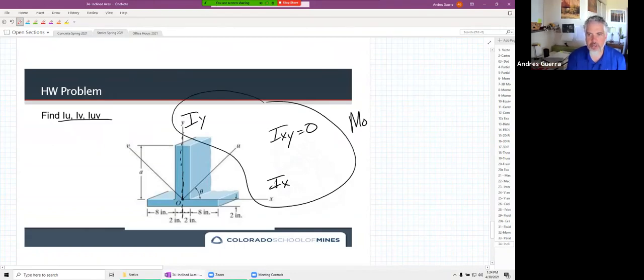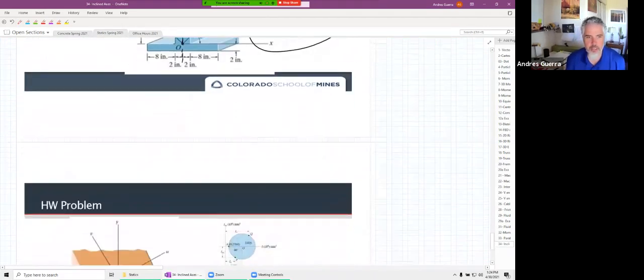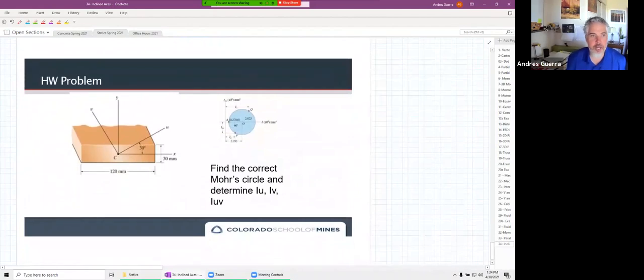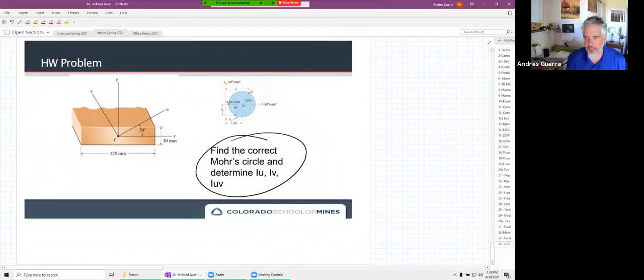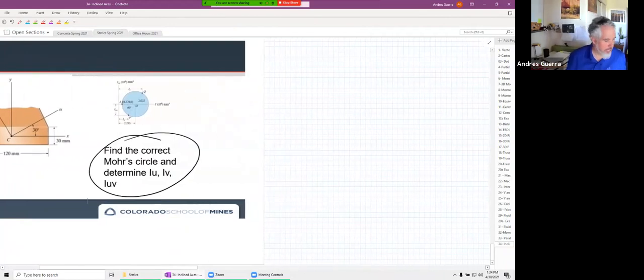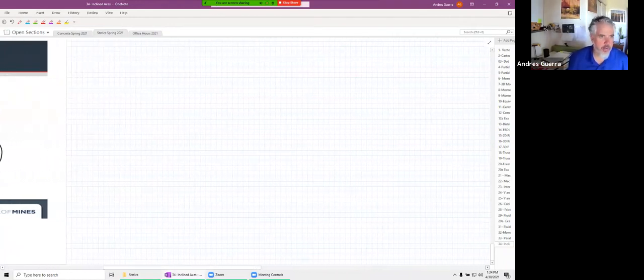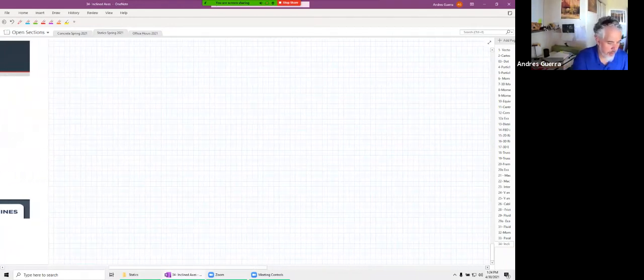And then what I would encourage you to do is we'll do this using Mohr's circle instead of plugging in the equation into the book there. And then here's another one actually where they're asking us specifically to find the correct Mohr's circle and then determine Iu, Iv, and Iuv. So let's jump into actually the start of our last example.